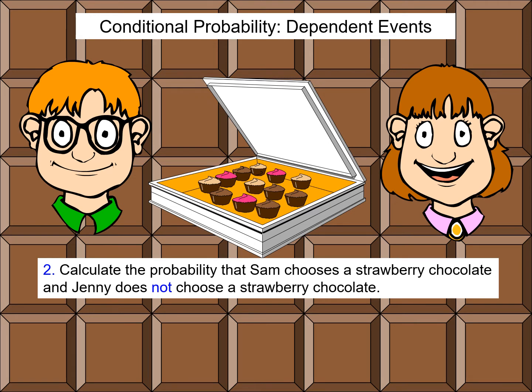And now maybe a question for you to try. Calculate the probability that Sam chooses a strawberry chocolate and Jenny does not choose a strawberry chocolate. In other words, Jenny chooses a caramel or a milk chocolate. Have a go, pause the video and restart it when you're ready for the answer.